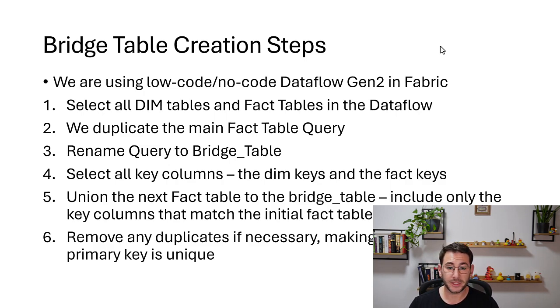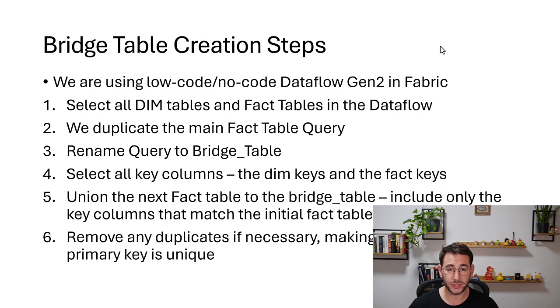Then we'll duplicate the main fact table query. So we'll create a duplicate of it, rename that query to the bridge table, and then union the other fact table to it, so that, for example, in my case, I will have internet sales and retail sales. And I want to connect these 2 fact tables, and we will have a look in the end, because we're going to be able to filter which one is internet sales and which one isn't, without actually needing any kind of magic, thanks to this bridge table.